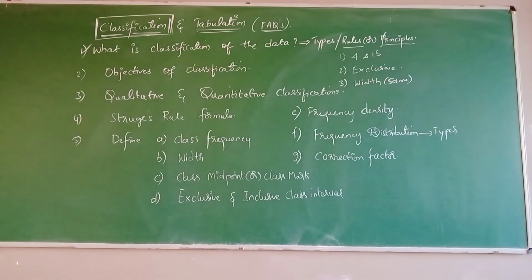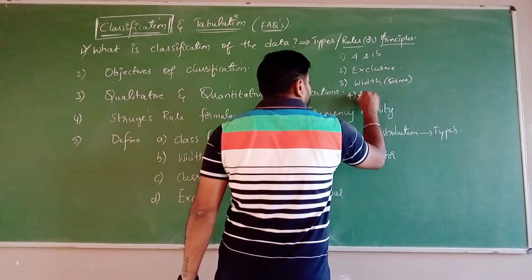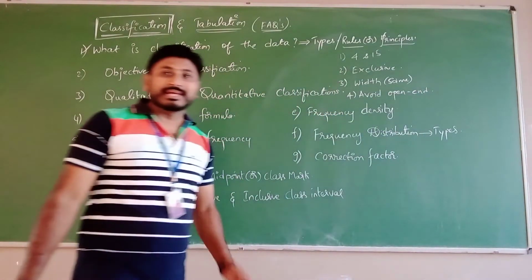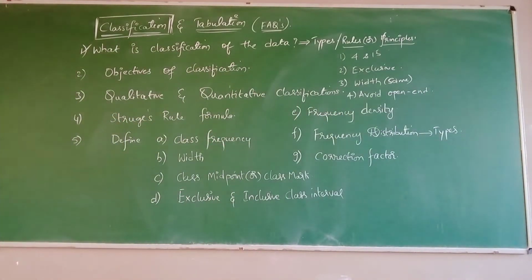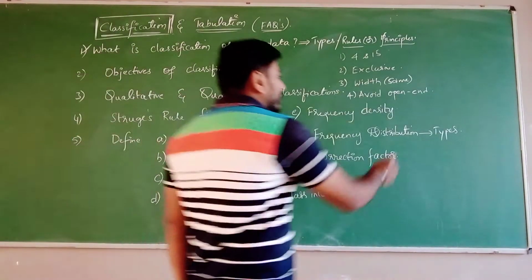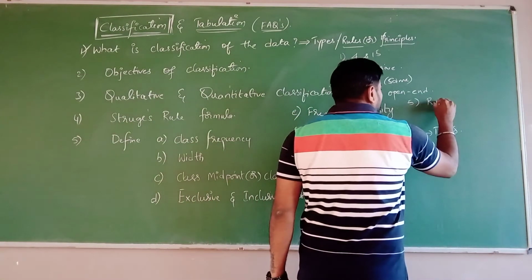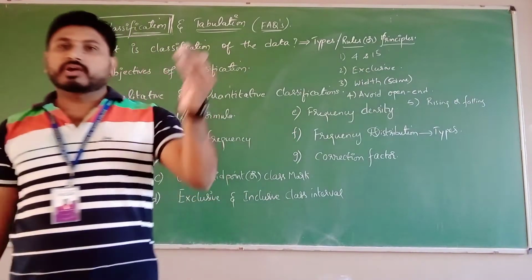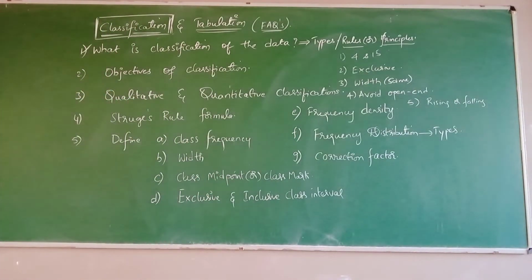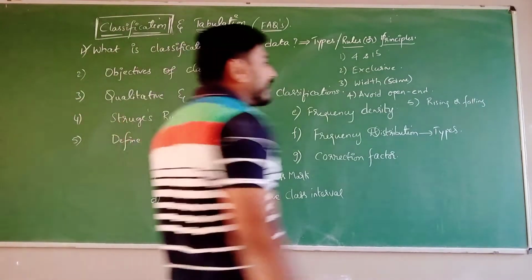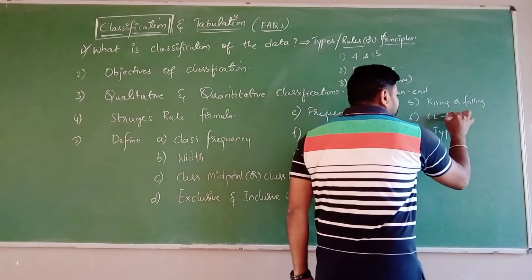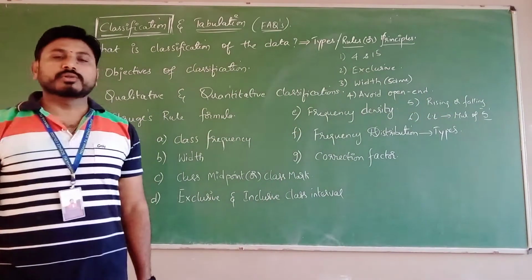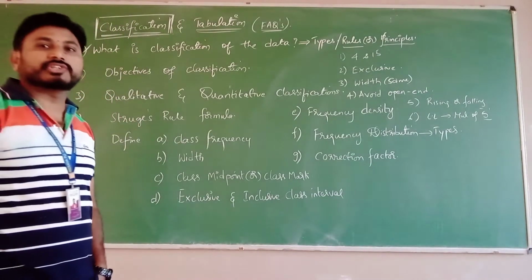Next one is avoid open-end classes, because open-end classes don't have any limits or boundaries, right? Next, the classes should be arranged in ascending or descending order, rising or falling, increasing or decreasing, upward or downward. Last one is the lower limit of the first class should be a multiple of 5. The lower limit should always be a multiple of 5. So these are the rules or principles of the classification of data.